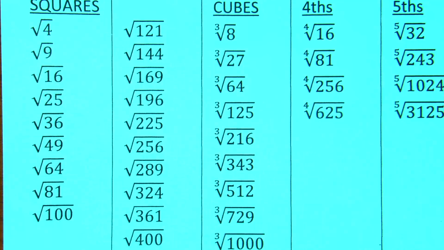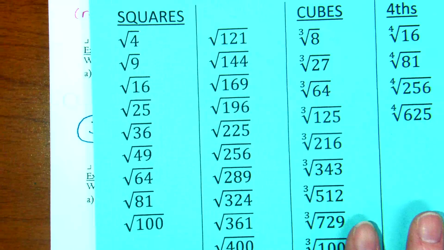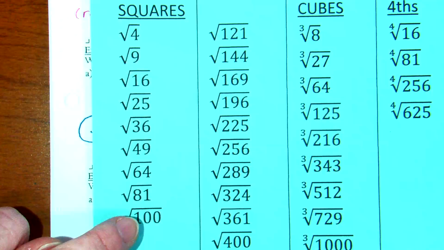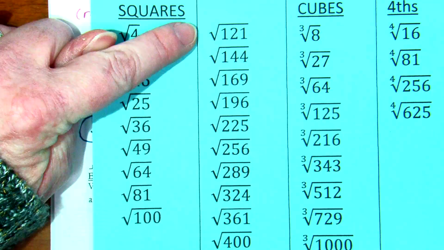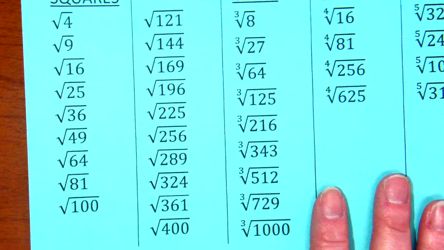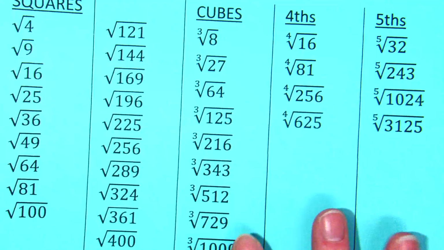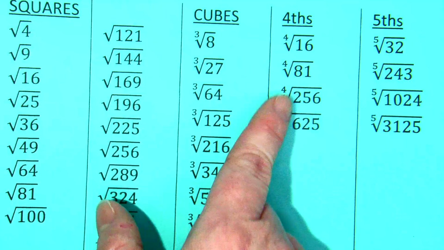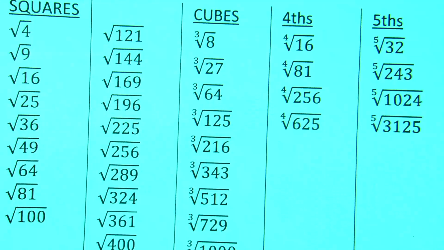Did you see how I set up the square roots? Do I have them in order? Yeah, what's this first column? It's square roots from 2 through 10. And the second column is 11 through 20. Okay, they're in order. What about fourth roots and fifth roots? What did I give you there? Two, three, four, 5. 2, 3, 4, 5.